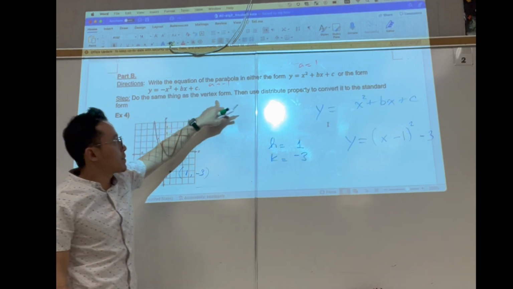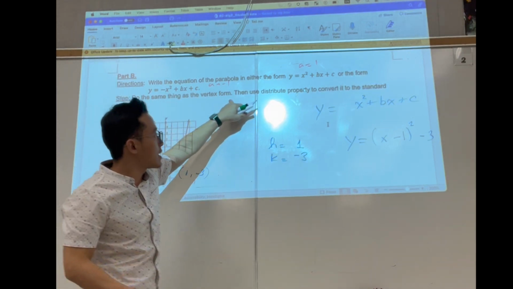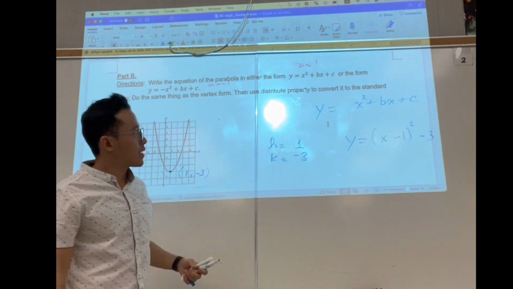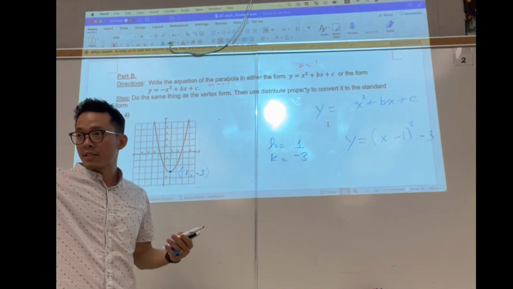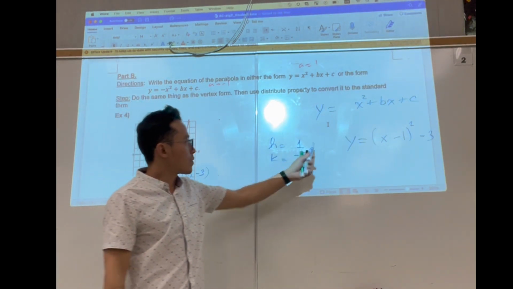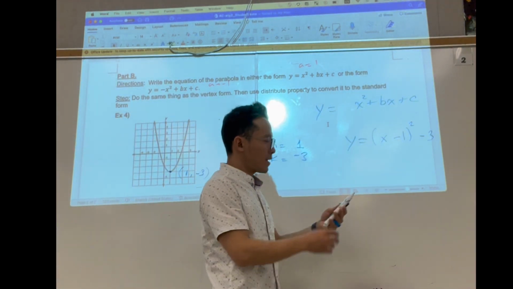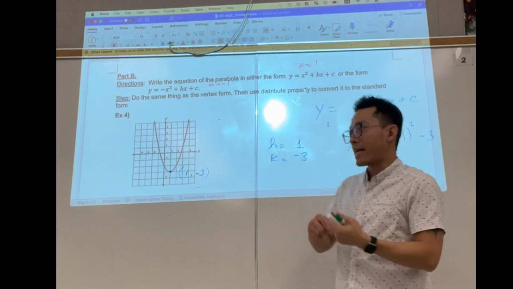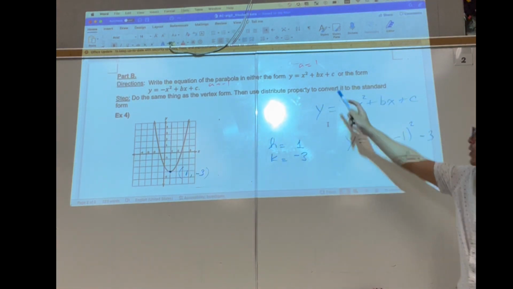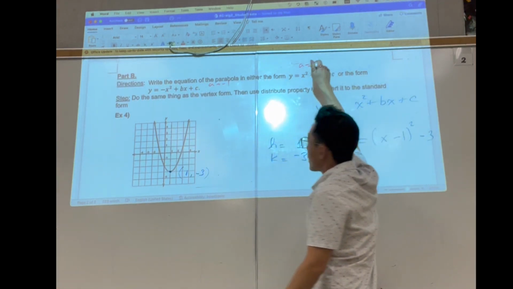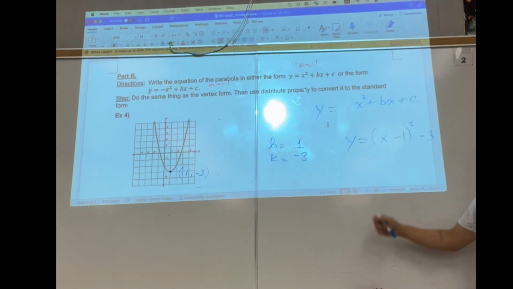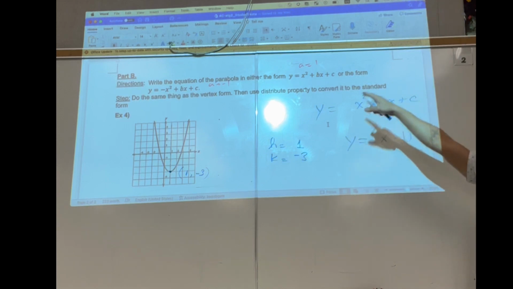Do exactly the same thing with the vertex form like we just did in part A, and then distribute to convert to standard form. Yes. So again, the vertex is 1, -3. Plug it in. I have this. Now, is it the answer? No. You need to get either this form or you need to get standard form, right? Okay, we handle this.